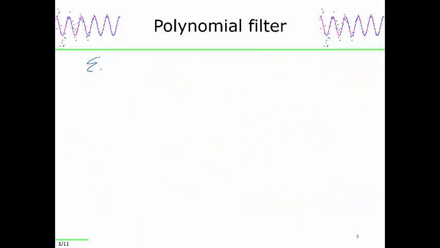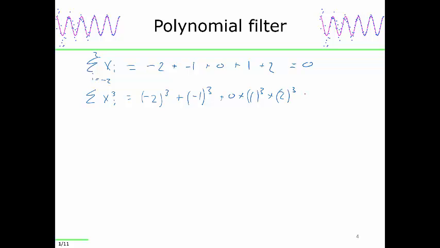Well, for one thing, let's think about the summation over x. Summation of x from negative 2 to 2, right? So this is going to equal explicitly negative 2 plus negative 1 plus 0 plus 1 plus 2, which, last time I checked, sums to 0. What about summation of x cubed? Negative 2 cubed plus negative 1 cubed plus 0 plus 1 cubed plus 2 cubed also equals 0. So everything goes to 0 aside from the 1? Yes, so all odd powers of x will sum to 0. All even powers of x will not.